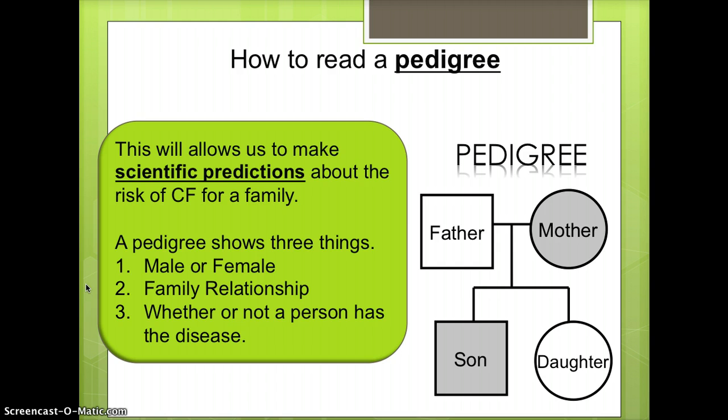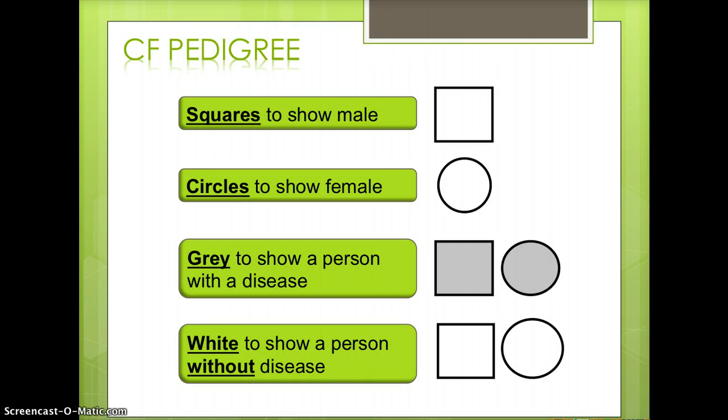A pedigree, which is the diagram shown here, allows us to make scientific predictions for inheritance. A pedigree shows three things. Number one, if a person is male or female. Number two, family relationship. And number three, whether or not a person has a disease or trait. In a pedigree, squares represent males and circles represent females. Gray represents a person with the disease or trait, and white represents a person without the disease or trait.